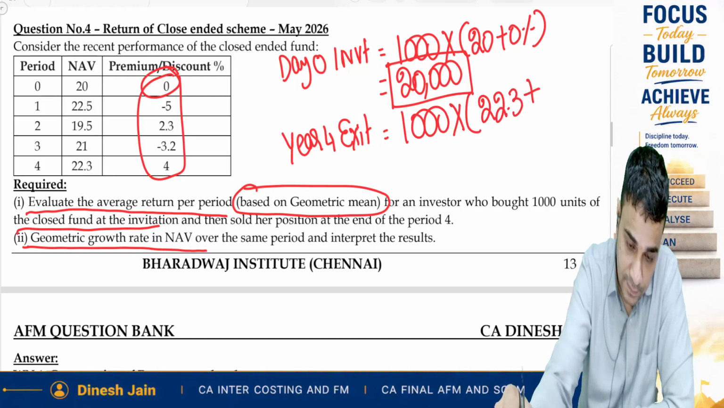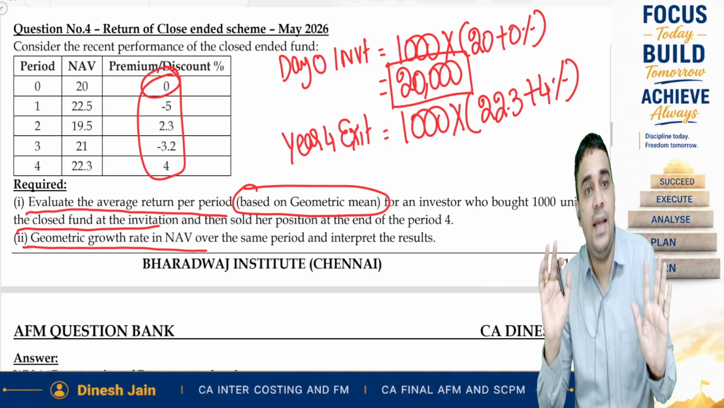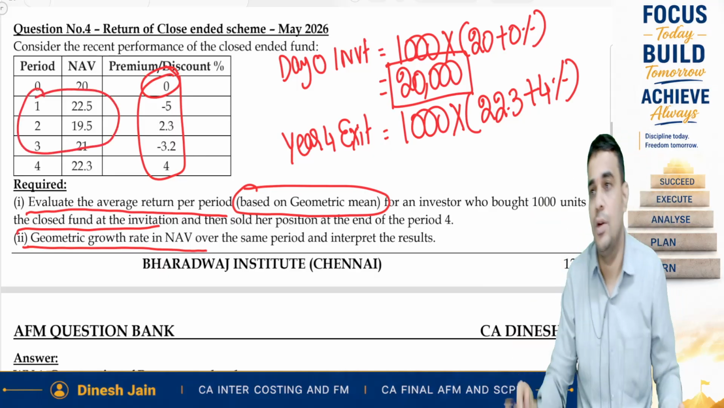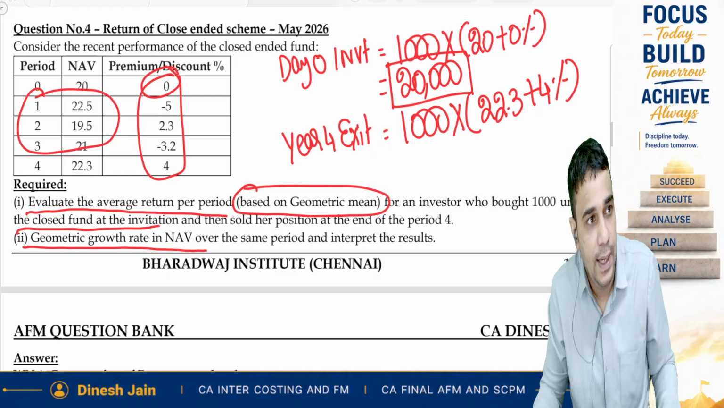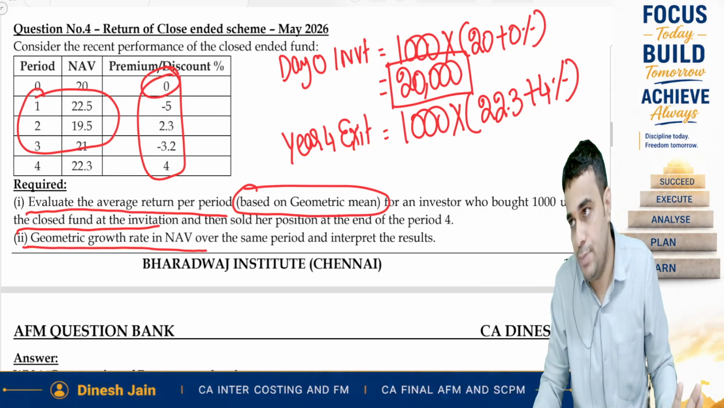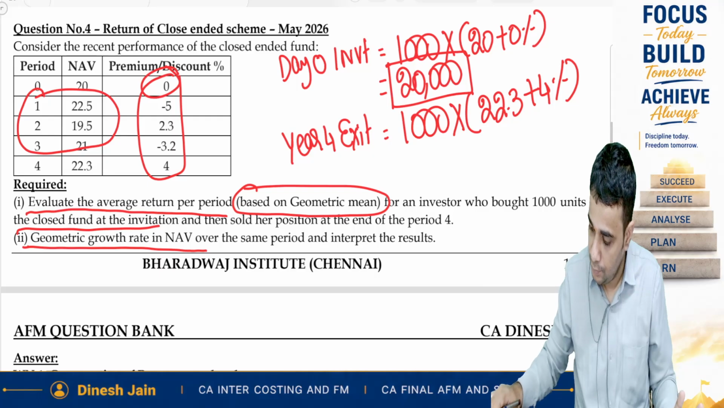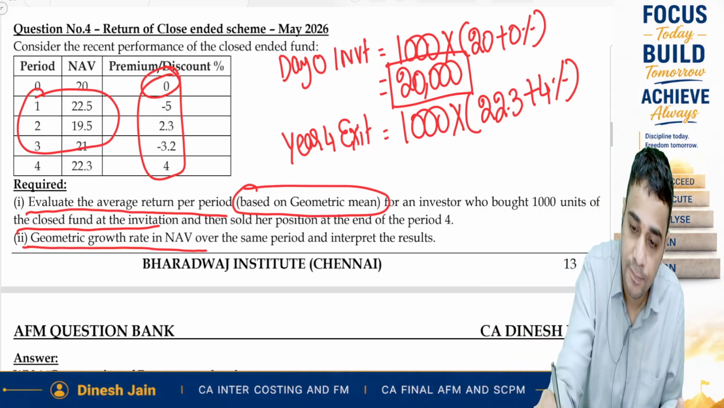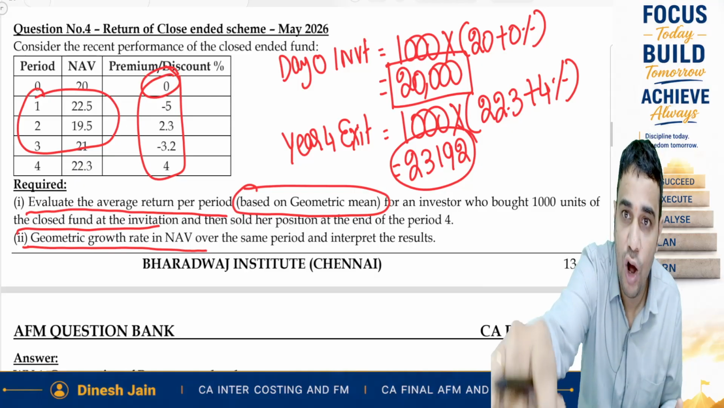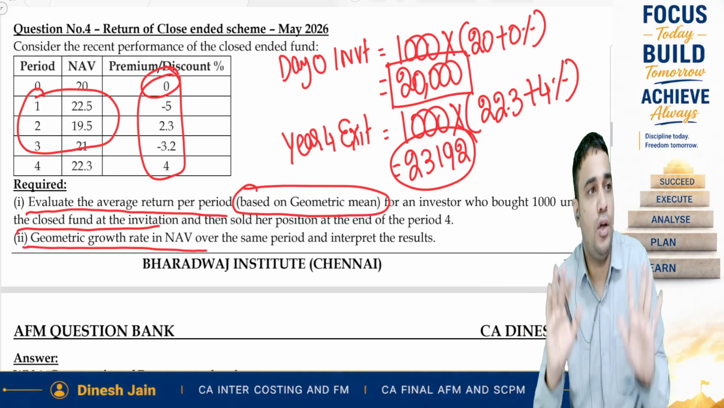22.3 plus. It can be plus also, it can be minus also. Okay. Plus means very happy. I am getting extra on the last day. Premium. Any use of 1, 2, 3? No use, because I'm entering on day 0, exiting in year 4. In between nothing happens. Can you tell me what is the exit value here? 23. And if there was no premium, I would have got 22,300.